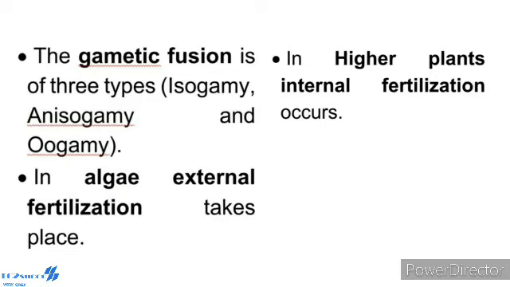Isogamy means morphologically and physiologically similar. Anisogamy, morphologically similar but physiologically dissimilar. Oogamy, both morphologically and physiologically dissimilar. In algae, external fertilization takes place, but in higher plants, internal fertilization occurs.